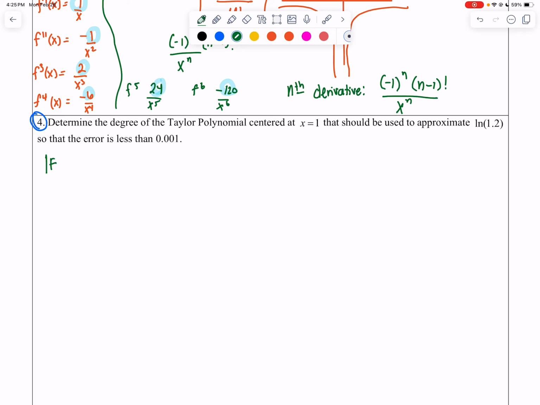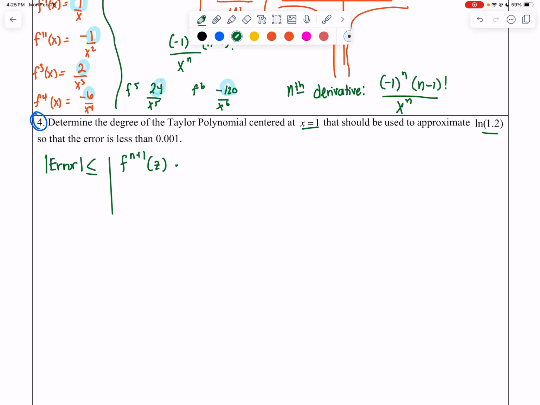Error is going to be less than or equal to the next derivative. And that's my problem. I don't know what my next derivative is because I don't know what my degree is. And I don't even know what z is. That's going to be between 1 and 1.2. That's all I know. I don't know anything else.